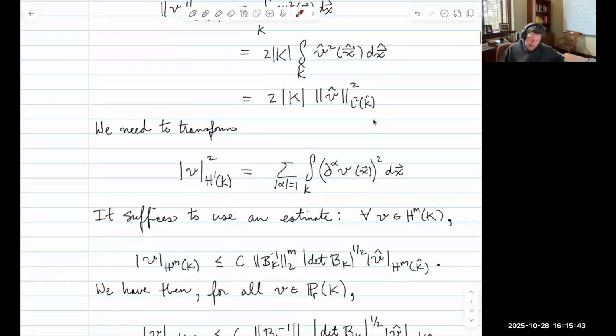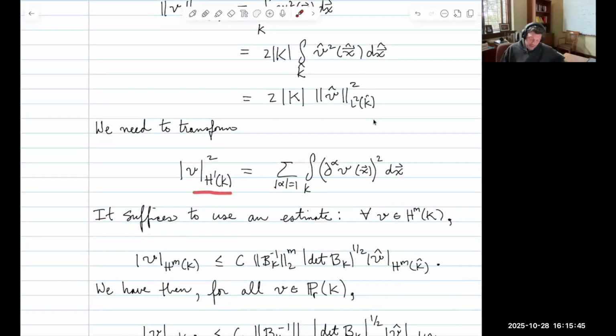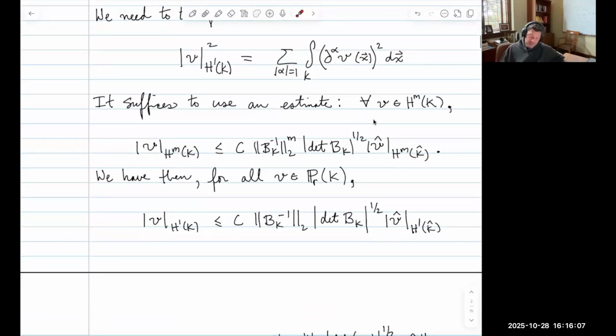Now I need to know how to transform this guy here. Remember what I'm comparing. I'm comparing the H1 semi-norm with the L2 norm. So for that arbitrary polynomial v, I need to calculate its H1 semi-norm, which is the same as this object over here. This is just the definition of the H1 seminorm. But we already have an estimate to deal with this, and it's a very sharp estimate. So the estimate that we're going to use is this one here.